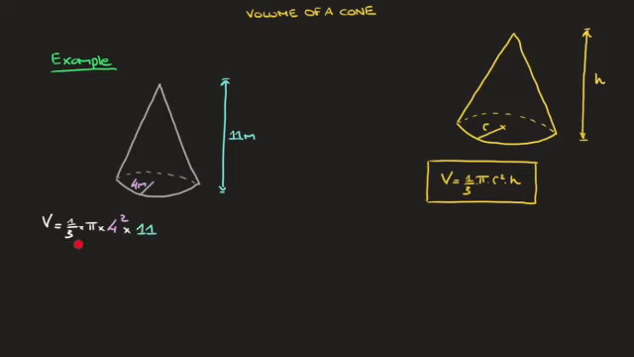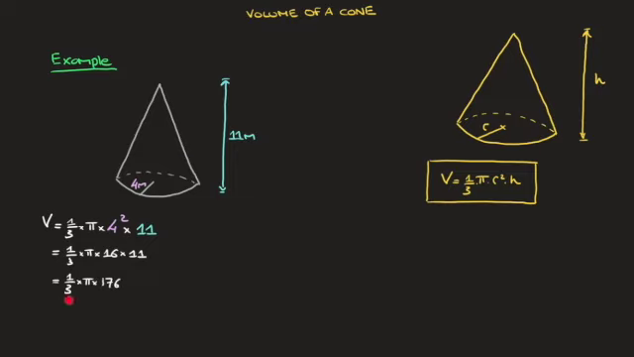All I have to do now is calculate. And let's see, I'll take care of this 4 squared first. And I can write that this is equal to 1/3 times pi times 4 squared, which is 4 times 4, so that's 16 times 11. And now I'll take care of this product here. I have 16 times 11, which is 176. So this is equal to 1/3 times pi times 176.